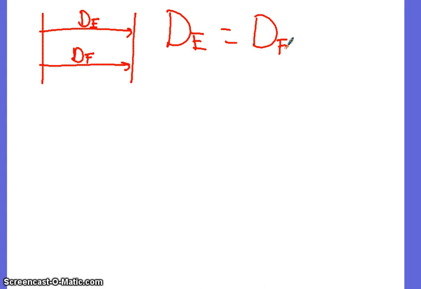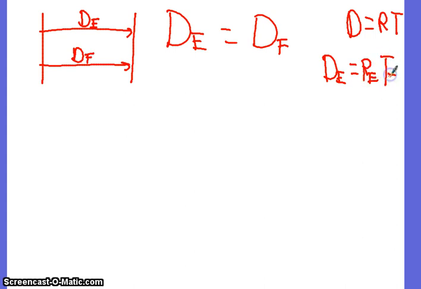All right, now remember that formula, D equals R times T? We're going to also use that formula to help us solve this problem. Well, the distance of the express train equals the rate of the express train times the time of the express train, right? And the distance of the freight train equals the rate of the freight train times the time of the freight train.